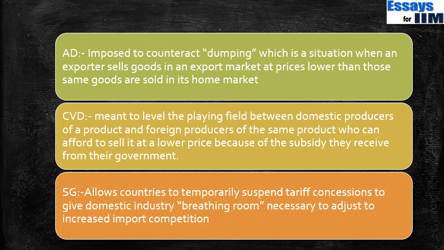Safeguard measures allow countries to temporarily suspend tariff concessions to give domestic industry the breathing room necessary to adjust to increased import competition. So like I said, there's a sudden surge in imports. It's not that somebody is playing unfair here. Because of that sudden surge, our domestic producers could get very badly hampered. So there are certain conditions specified in the WTO under which you can temporarily suspend tariff concessions or basically impose tariffs or do some things which would otherwise not be allowed. These are called safeguard measures.